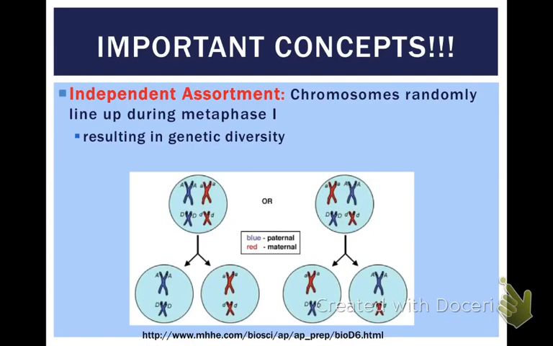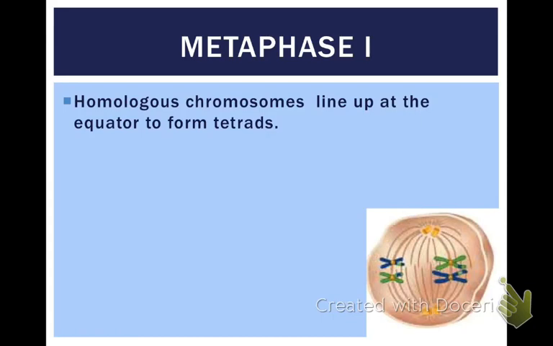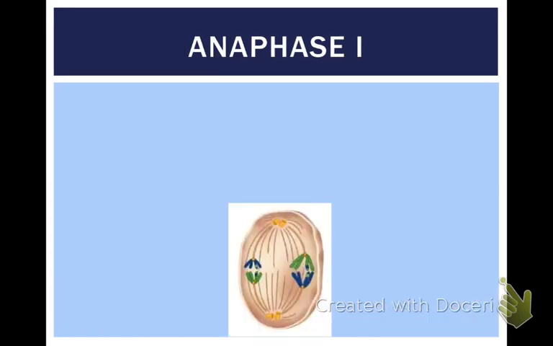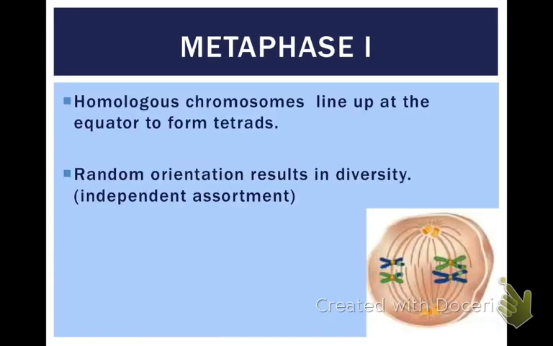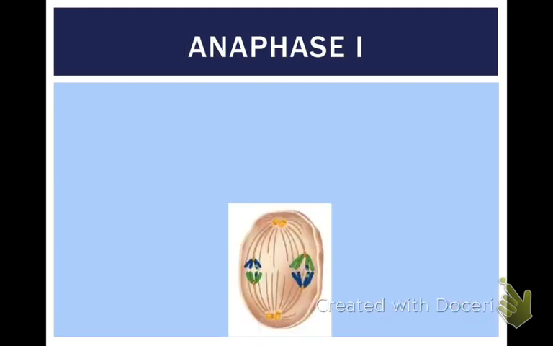And that happens during metaphase 1. That's where the chromosomes line up in the middle, and independent assortment happens. So you can see it here, just like in metaphase, these chromosomes are lined up in the middle, and they're getting ready to go to opposite sides. And that's what happens in anaphase.